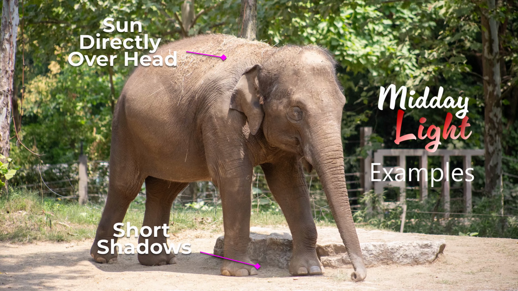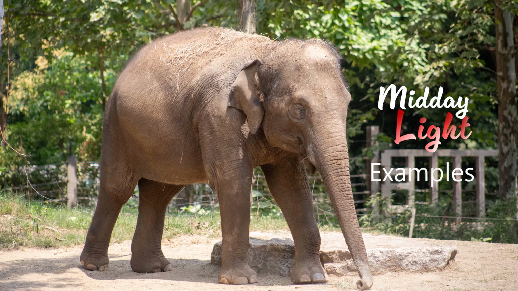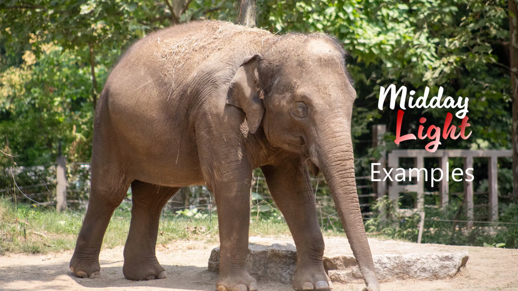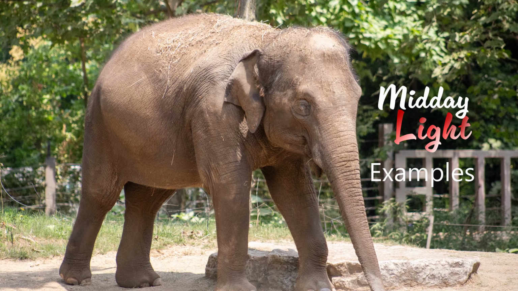So this is pretty much a classic example of midday sun, here on our friend, the Harry Elefante. The sun's directly above, short shadows, bunch of contrast between the lights and the dark.